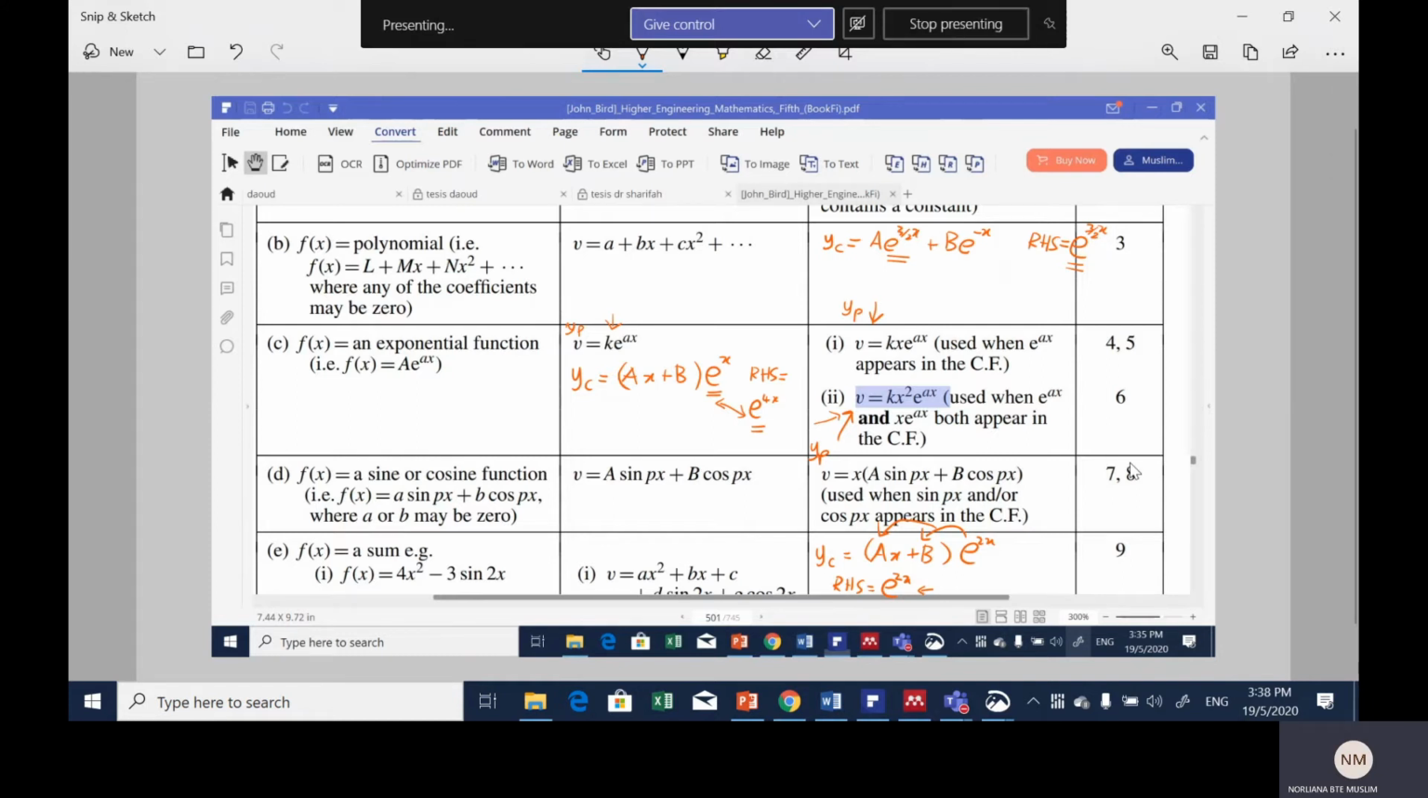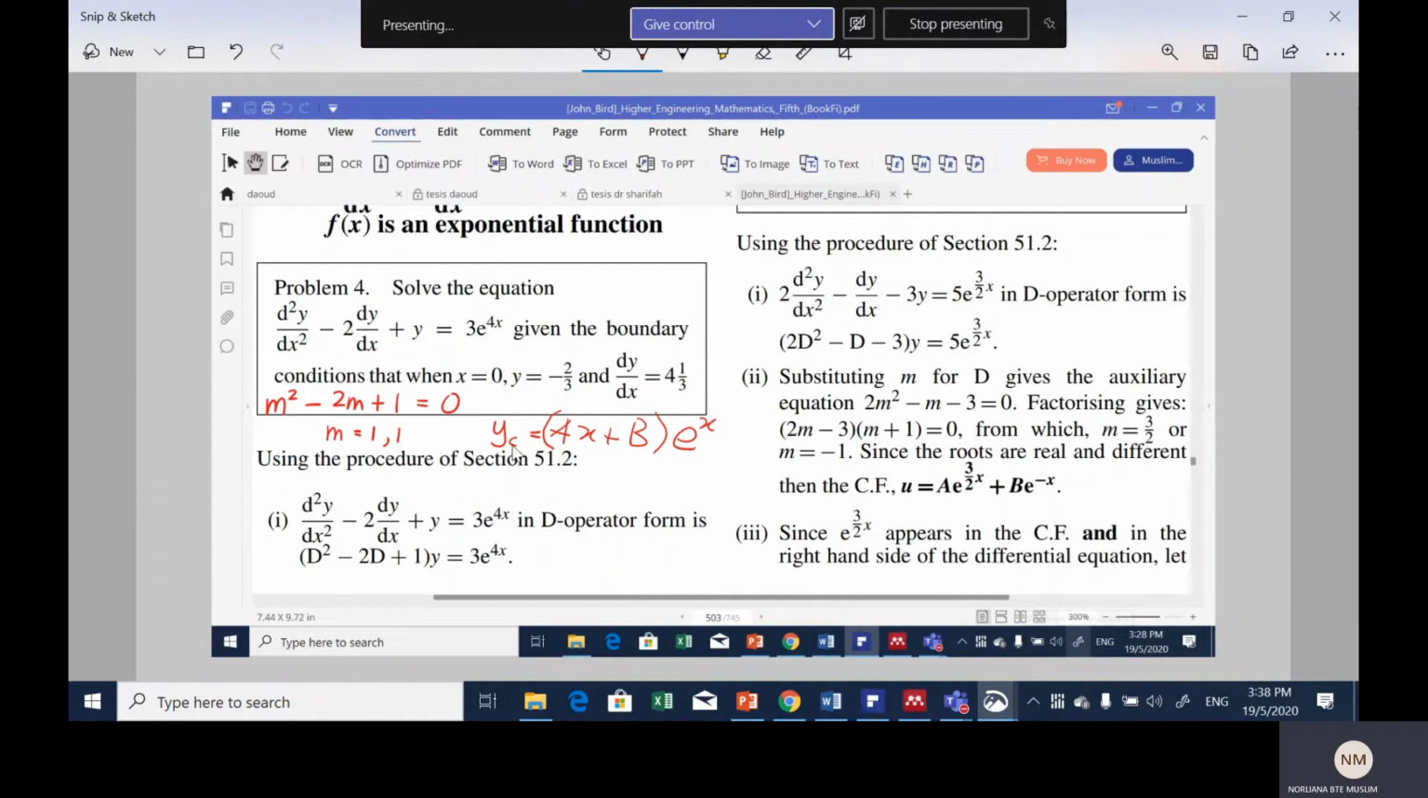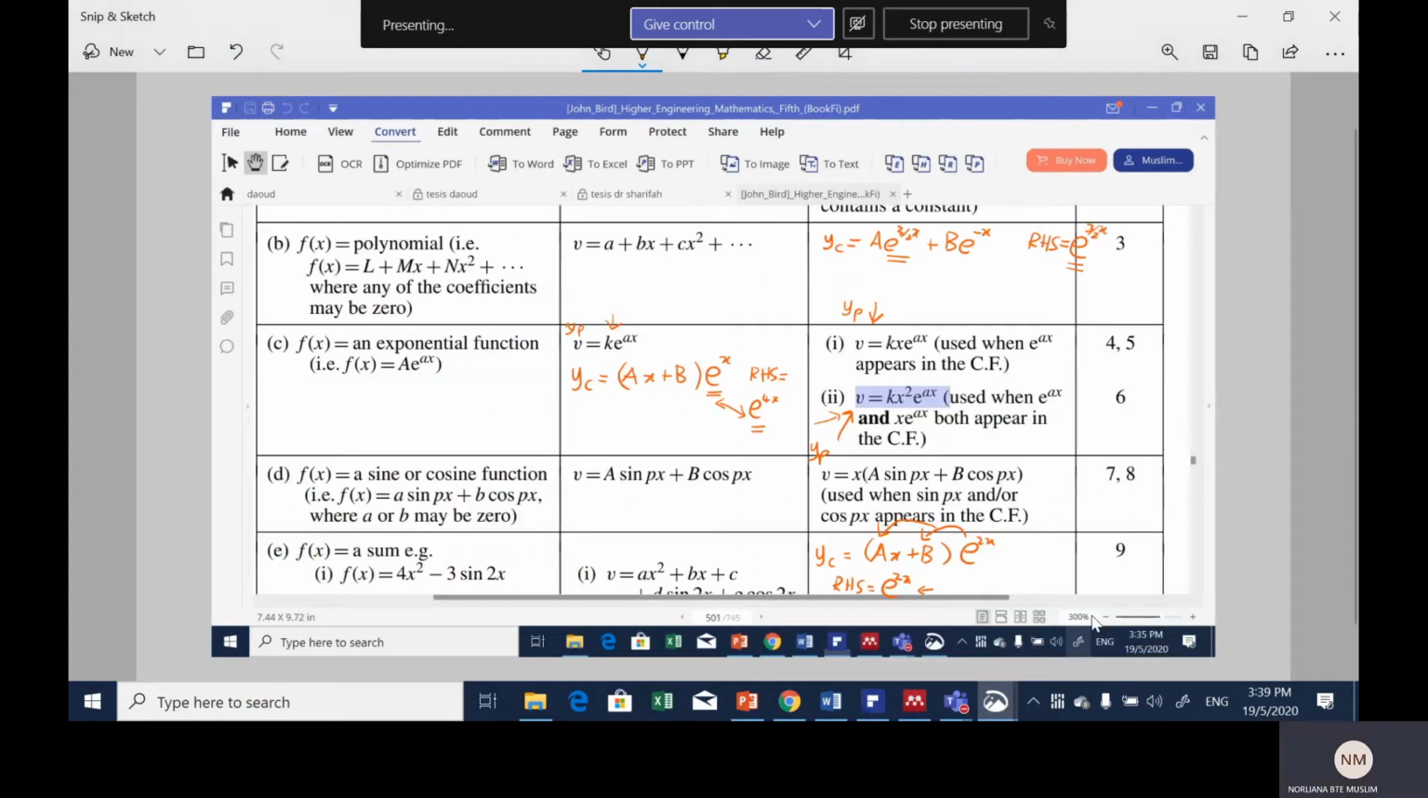Now we go back to problem number 4. We have already found YC, which has e power x, but the right hand side is e power 4x. So they are different, and the YP will be based on the first case. We are going to use YP as K e to the power ax, so in this case our a is 4, giving K e to the power 4x.